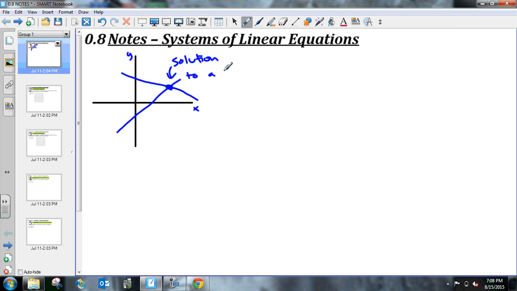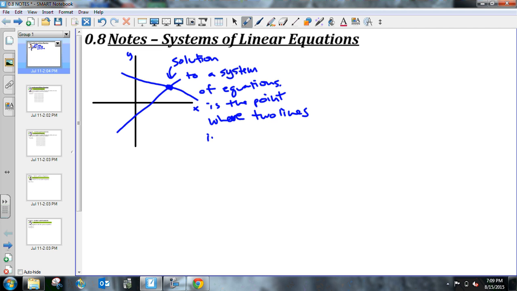to a system of equations, okay? That's what we're concerned with. We'll be giving you two equations, and you want to find where they intersect, okay? So the solution to a system of linear equations is the point where two lines intersect, okay? And so normally you're going to have one solution, okay?